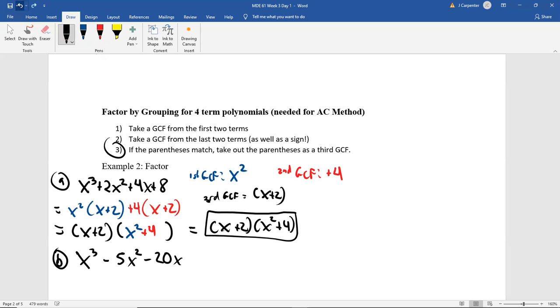I'm sorry, I've got that wrong. I'm all over the place. Let me start that over. Writing the x squared threw me off. Minus 4x, and then we're going to go with a plus 20.